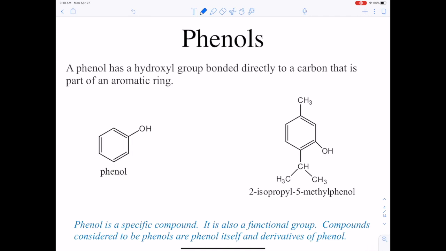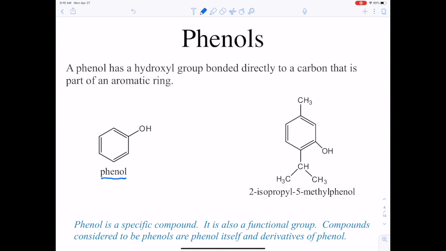are a special case. They look like alcohols. The hydroxyl group, however, is on a benzene ring. Now, we call that a phenol. It's a functional group distinct from a normal alcohol. The thing is that phenol itself is a specific compound. So if you talk about phenol, the compound, it is simply a benzene ring with a hydroxyl group attached to it.